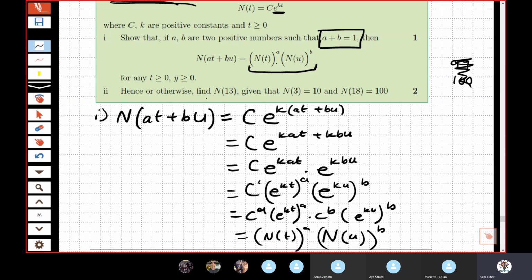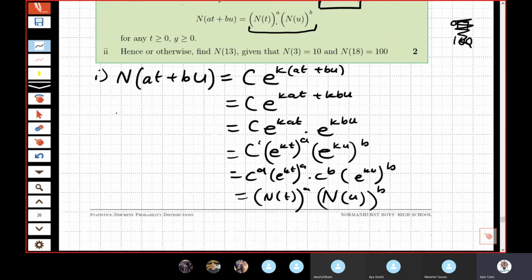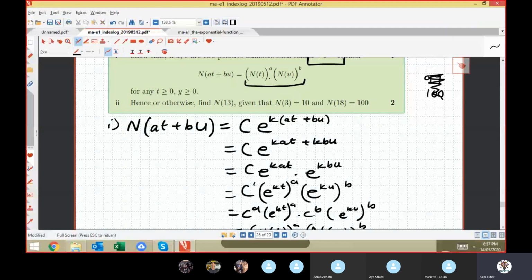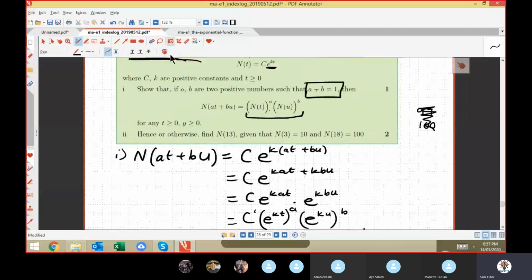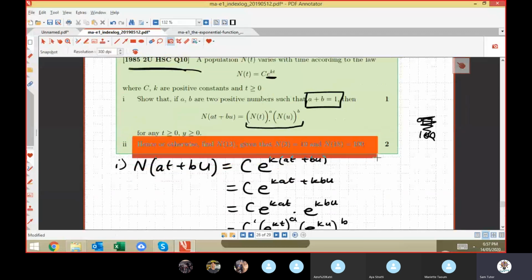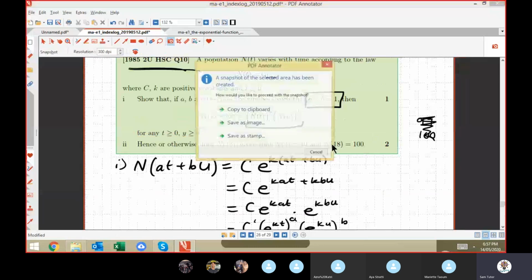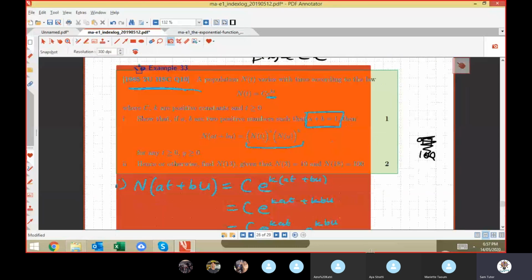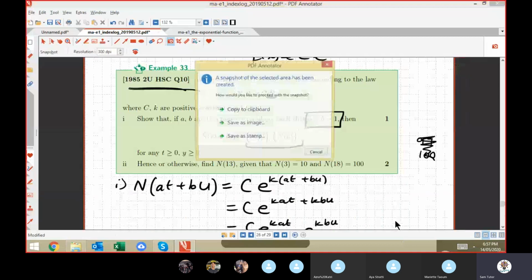Okay, hence or otherwise, find n of 13 given that n of 3 is 10 and n of 18 is 100. Find n of 13 given that n of 3 is 10 and n of 18 is 100. Sounds complicated, but that's just exactly what we did before. I just don't have enough room here, so what I've got to do is take it over. We'll just do this whole question.